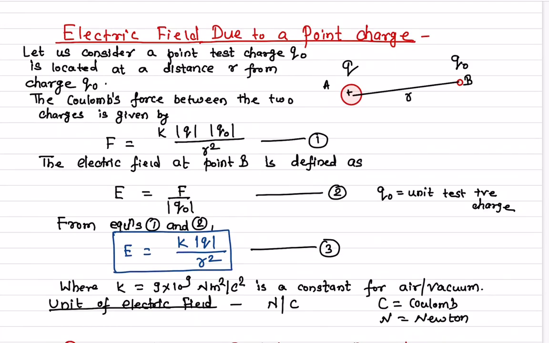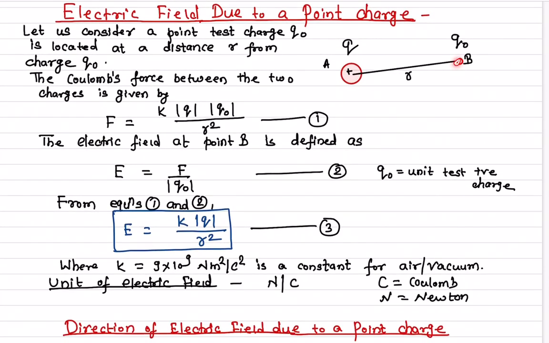electric field. Now from Coulomb's force, we know that there will be a force between these two charges. So let's find out what the force is. The force between these two charges is given by this formula here, where K is a constant, Q is the magnitude of this charge, Q naught is the magnitude of this charge, and R is the distance between the two charges. So this is the force acting between the two charges.